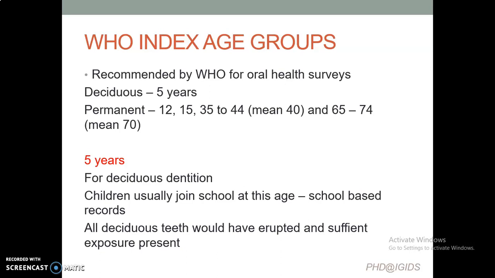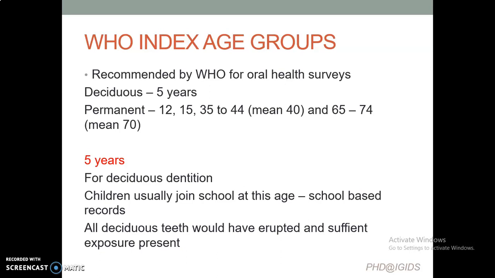So the reason 5 years is selected is because at the age of 5 years, all deciduous teeth would have erupted and there will be sufficient exposure of the teeth in the oral environment for developing the chronic disease. And the second reason is 5 years is the age at which in most of the countries children join school. And what is the importance of that here is, if you want a study where children are the samples, the best method is go to a school rather than go to each house and inquire. The easier way to collect data is through schools.